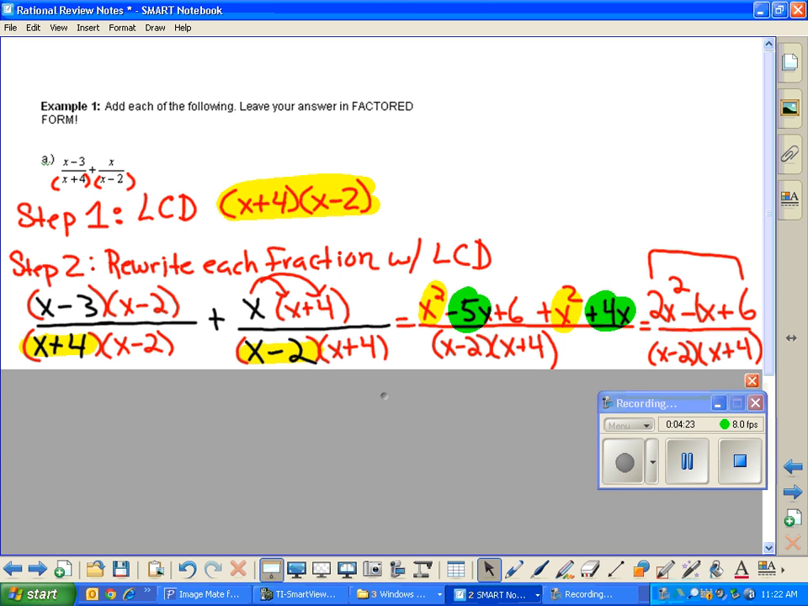This is what we started out with, x over x minus 2. We're missing the x plus 4 portion. Multiply top and bottom by that.